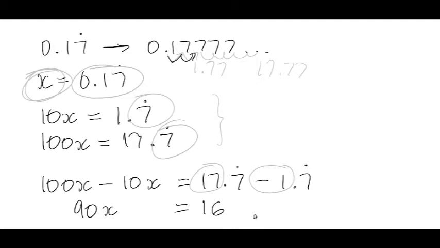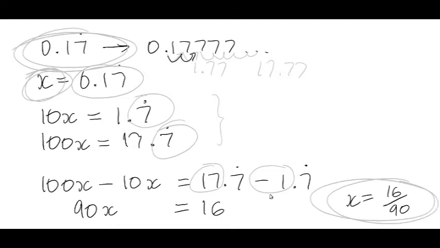And through our employment of our skills in rearranging this last line, we end up with x is equal to 16 over 90. So we've gone from there to this one.